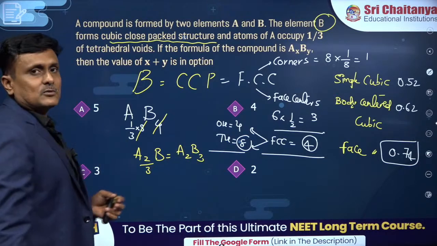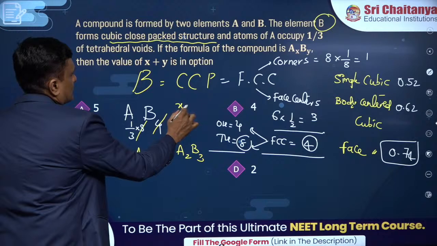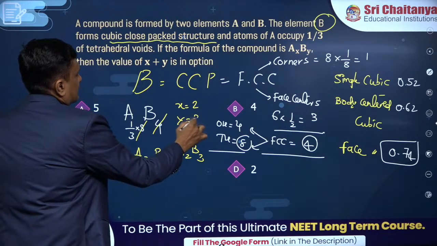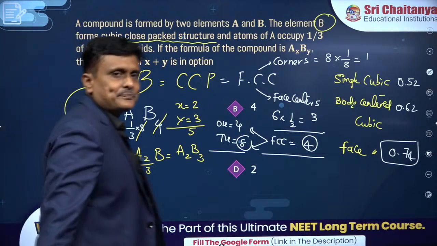And you have been asked to find out the value of x plus y. So you can see clearly that x is equal to 2 and y equal to 3. So x plus y is obviously 5.